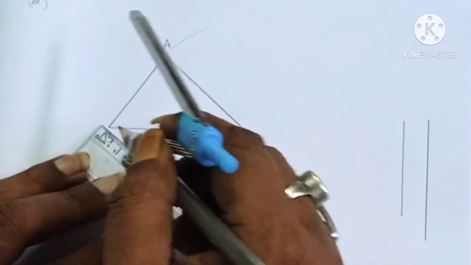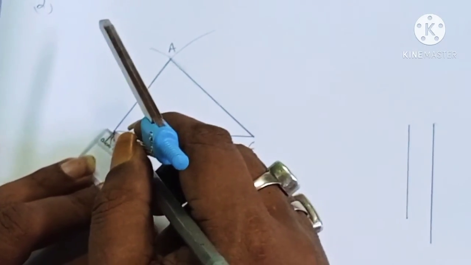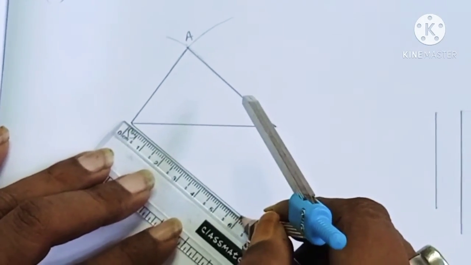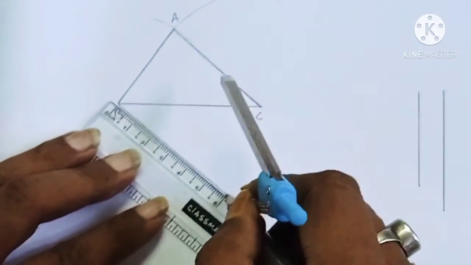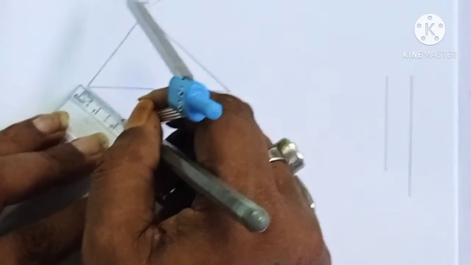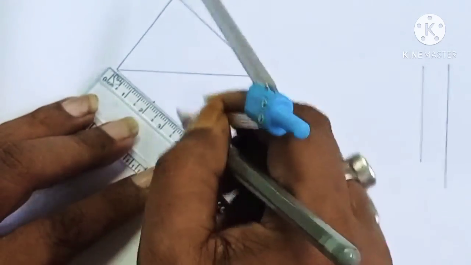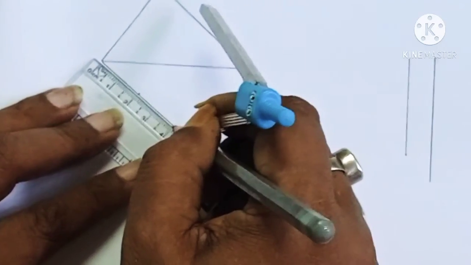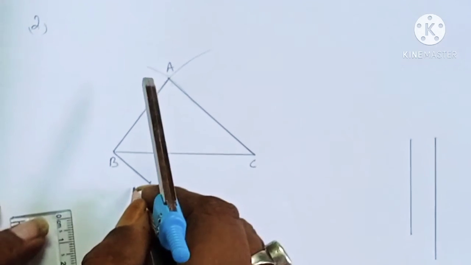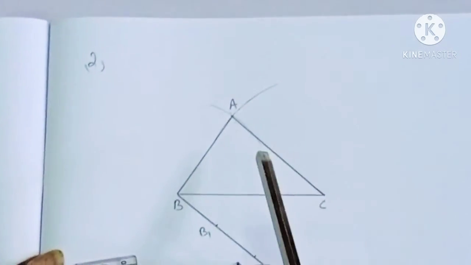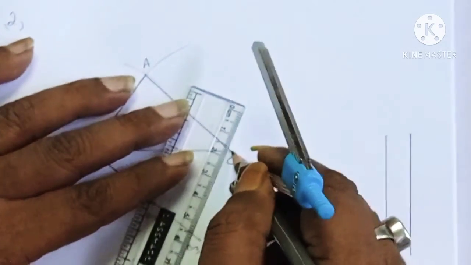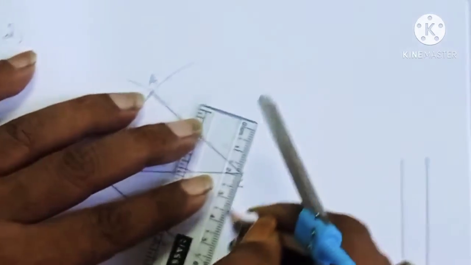Taking an acute angle of any measure at point B, I am drawing a line segment of 6 cm here and dividing it into 3 equal parts. Now I name these B1, B2 and B3. B3 and C are joined.